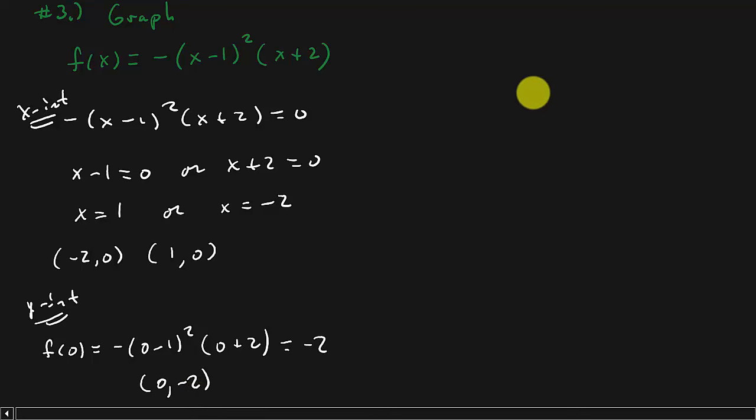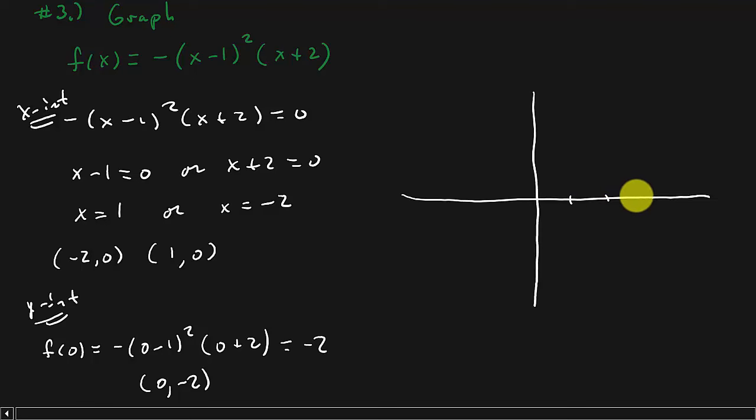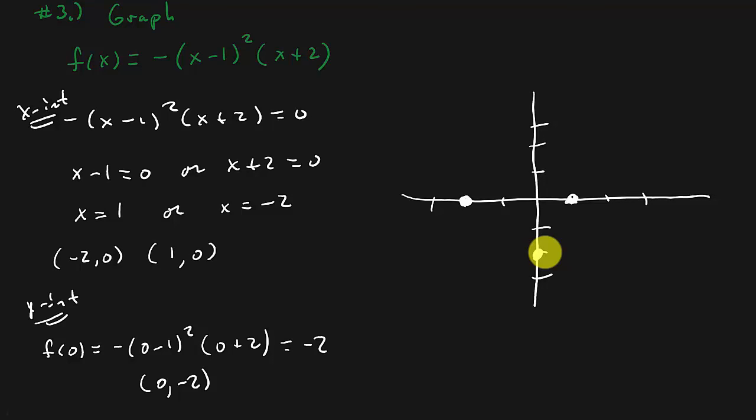And so what we're going to do is come over here and just sketch this out. All right, so we're going to plot the points (negative 2, 0), (1, 0), and then (0, negative 2). All right, so what we've got to do now is look at end behavior.